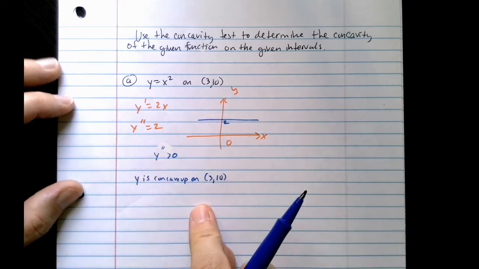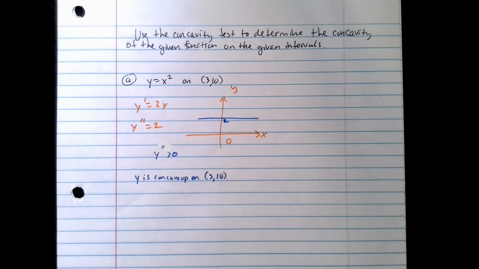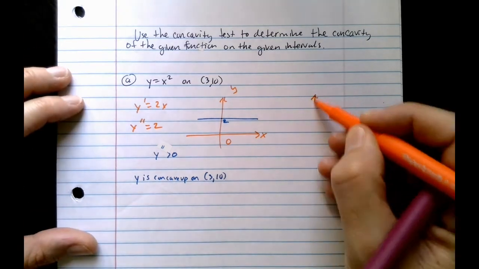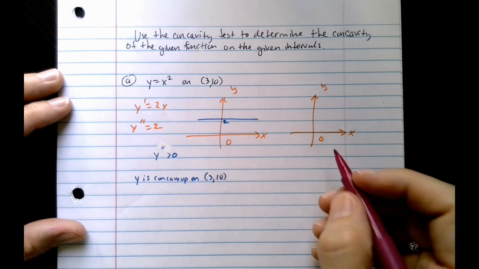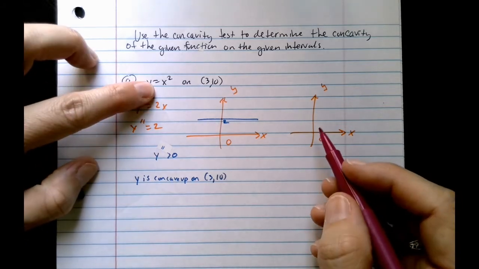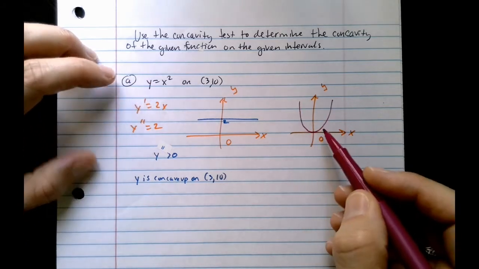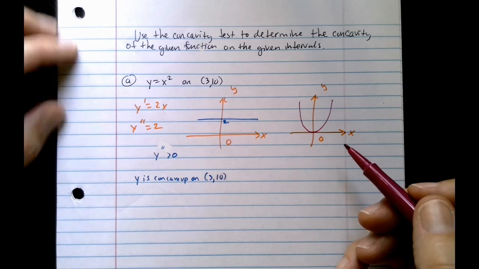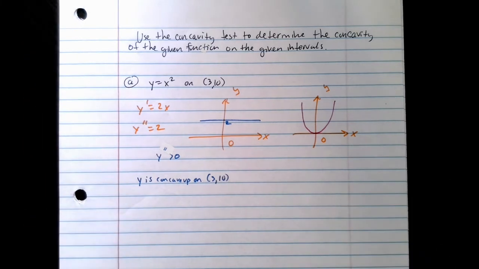Now, we could have figured that out without doing any second derivatives. How could we have figured that out? Well, isn't this just the parent quadratic function? Right? Isn't the whole thing just concave up? So yeah, we expected this answer. Let's look at another problem.